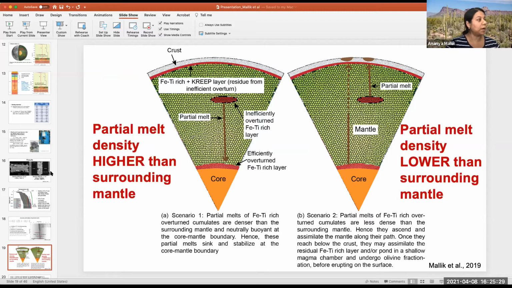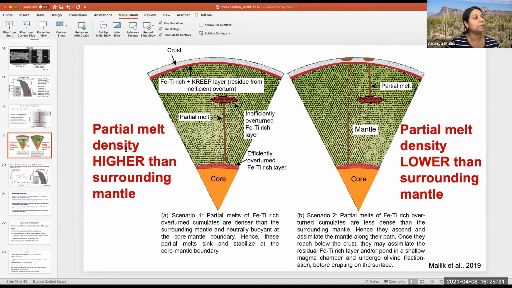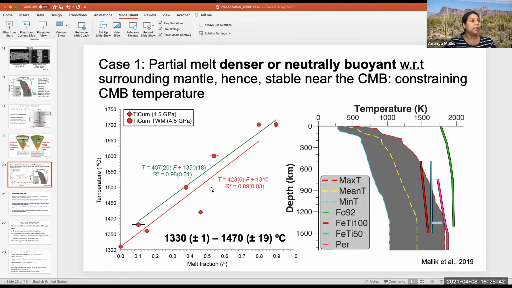But let's suppose for now that the first case is the right one. So in other words, that partial melt that we derived from our experiments just happened to be denser than the surrounding mantle. If that's the case, then we can actually use the bracket of partial melting that was predicted by the seismic data to constrain what the core mantle boundary temperature on the Moon would be. So from the seismic data, what they supposed is that for that kind of velocity dip, and depending on the melt geometry, the partial melting degree would be somewhere between 5 to 30%.